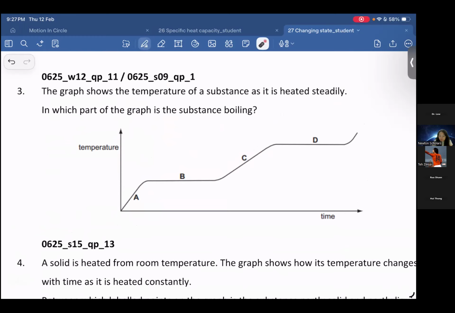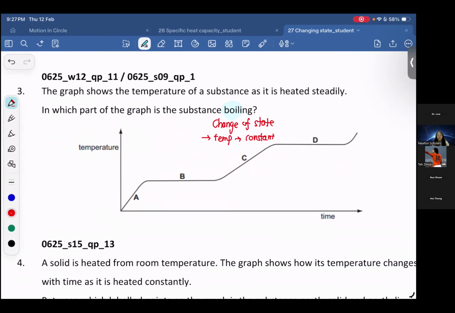Boil. Keyword boil, see? Boys and girls, see? Keyword. When boil, what does it mean? Change of state. When change of state, what does it mean? Temperature constant. Okay, here from the graph A, B, C, D, only 2 sections are constant temperature. Which 2? Section B and section D. So which one is boiling? Boiling will be from liquid to gas.